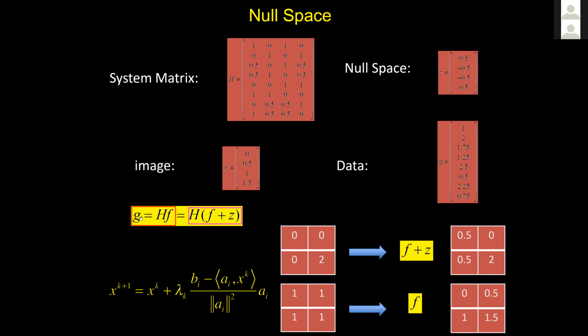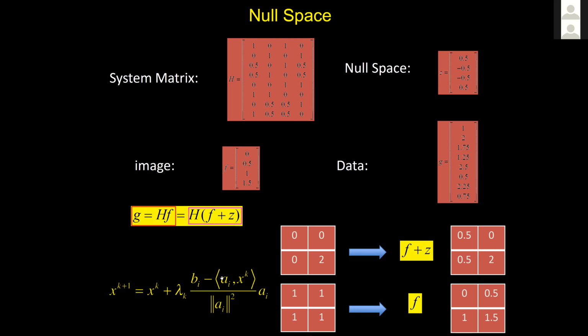So usually you have G equal to HF. F is your image, H is your system matrix, G is your measurement, right? And there exists something we call the null space. Basically it is a matrix Z such that Z times H gives you 0. So if you only know your G, when you try to recover F from G and H, you could get F plus Z, and it still satisfies this equation. So you don't know whether what you get is going to be F or F plus Z.